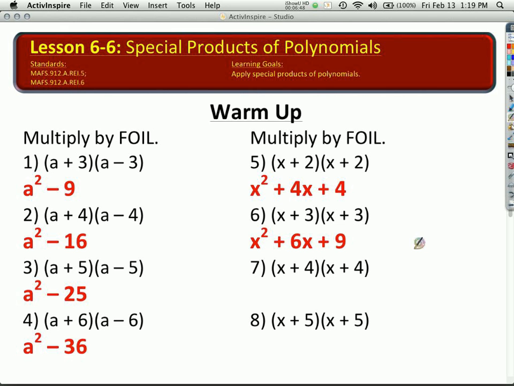Number 7, I've got student number 5 and student number 14. X squared plus 8x plus 16. X squared plus 8x plus 16. And for number 8, I got student 18 and student number 9. It wasn't an optional question.